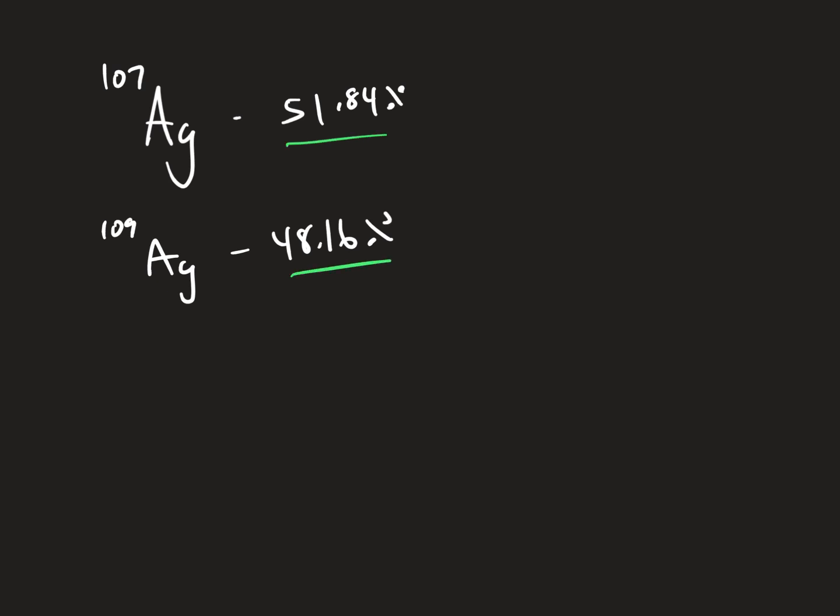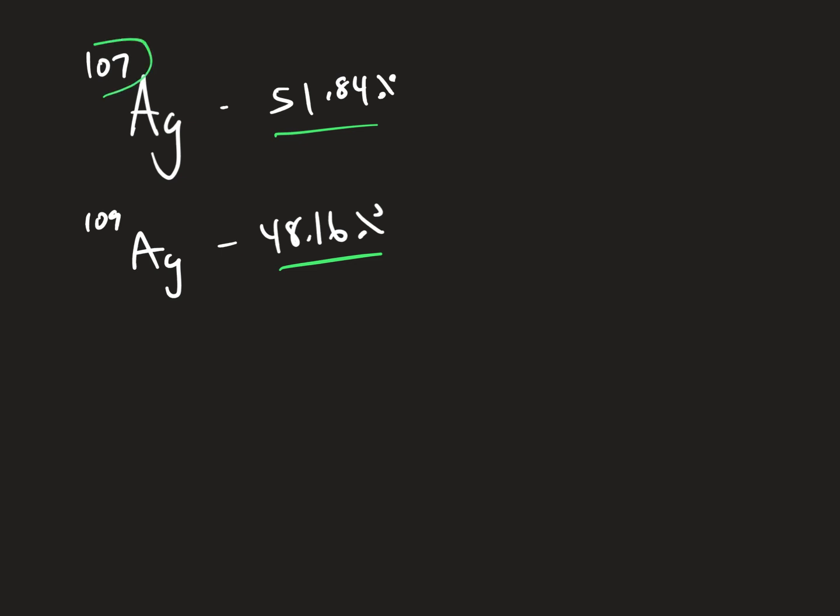That's how we differentiate the different isotopes. And that represents 51.84% of all silver. And then silver 109 represents 48.16% of all silver. Okay? So we've got to figure out what the average is. And since these are different percentages, we can't just add them up and divide by 2. Does that make sense, guys? Okay?